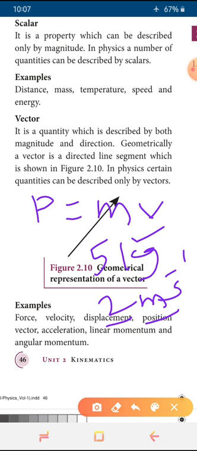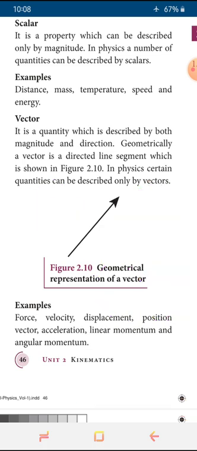So here mass is scalar, velocity is vector. We are representing it like this. So for vector, we can write v vector. Momentum is also a vector, and this is the example. Like that we can give explanation for force, velocity, displacement, etc. Okay, this is about velocity.